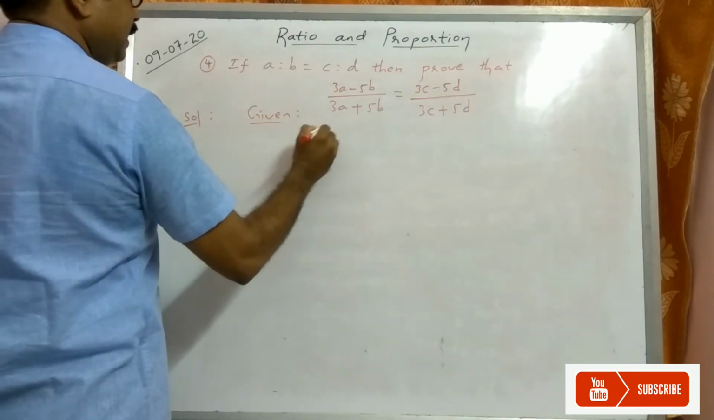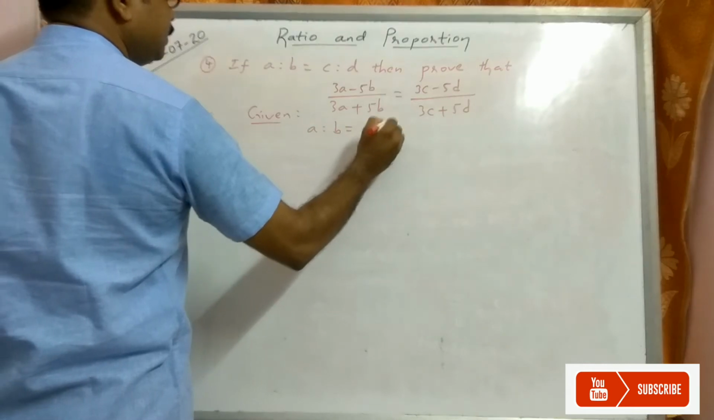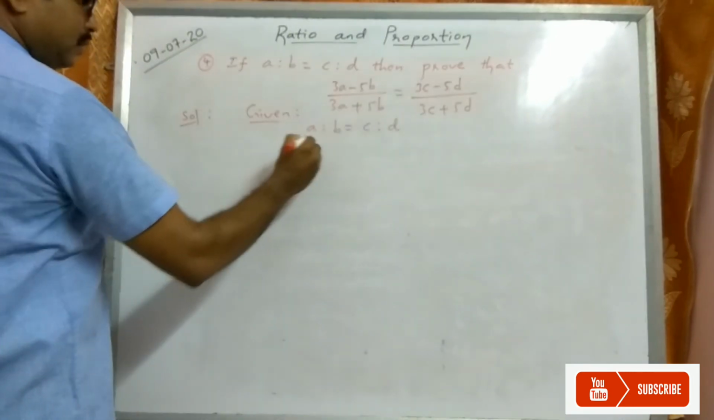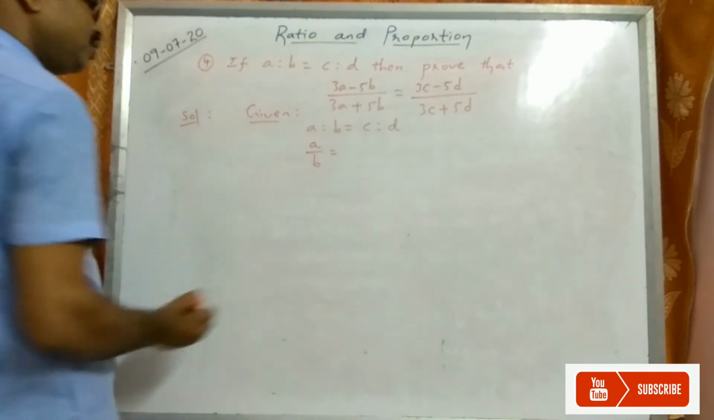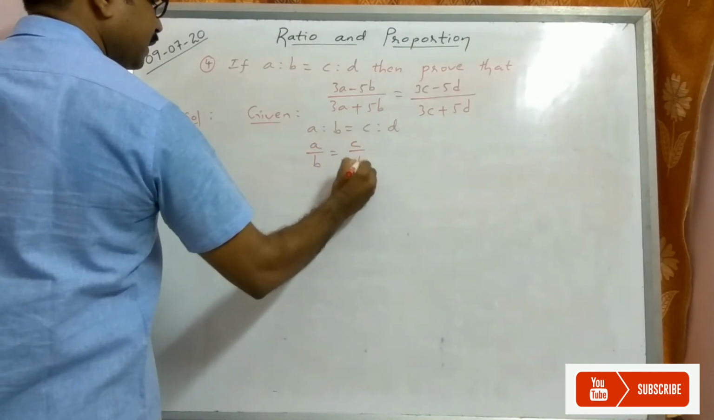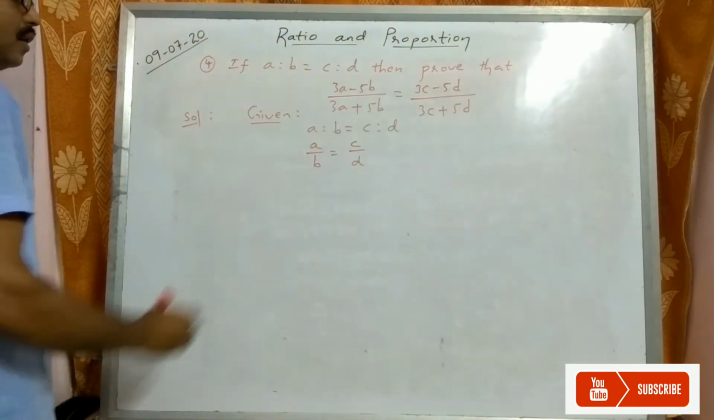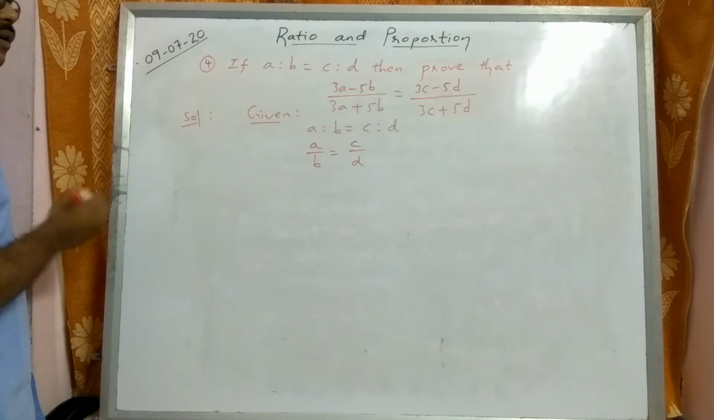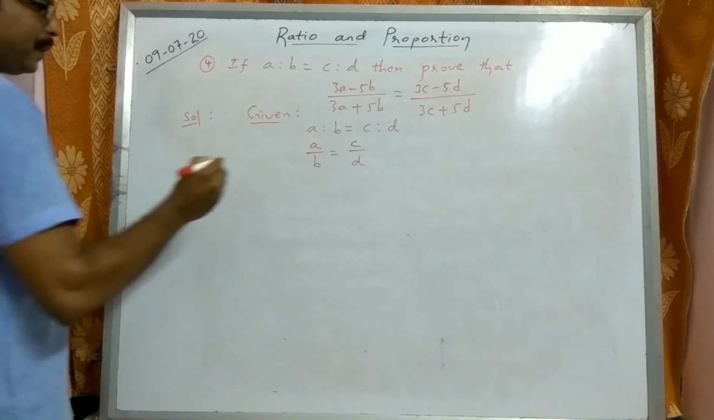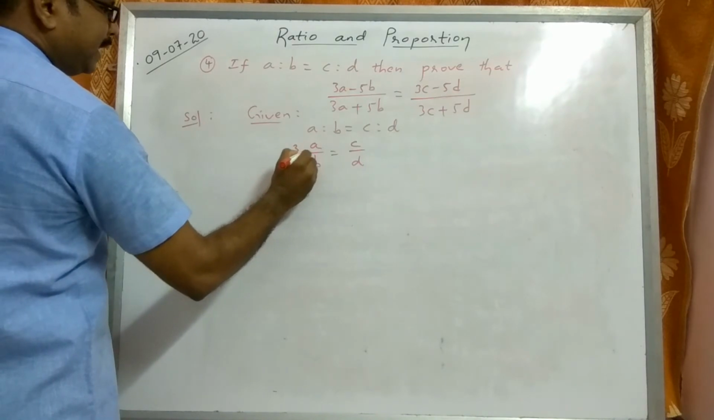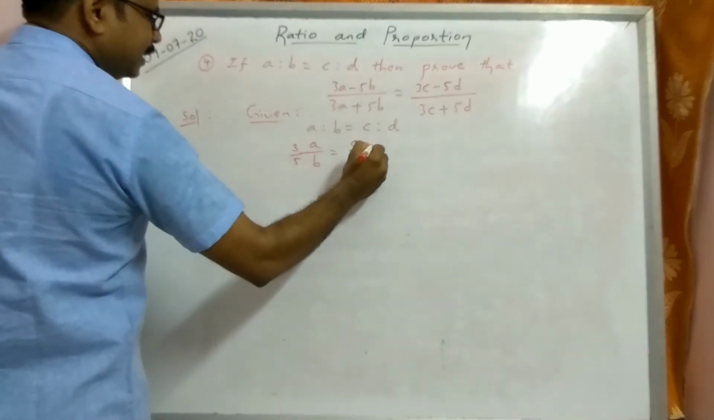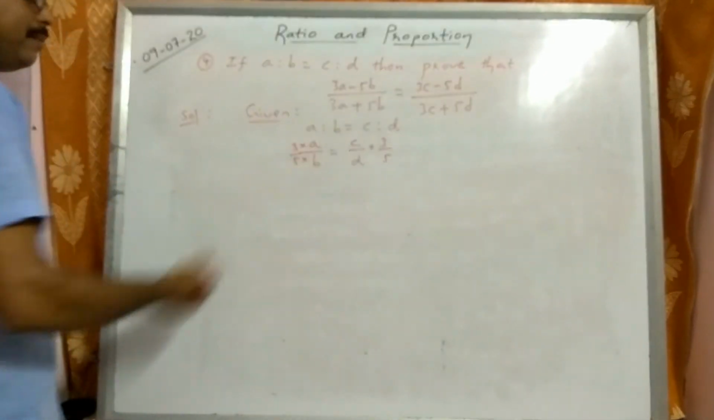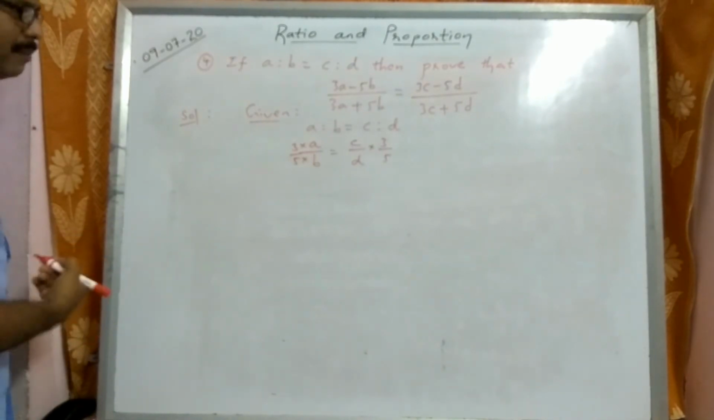What is given? a is to b equal to c is to d. By using this ratio, I must prove this one. So can I write like this? a is to b is nothing but a by b equal to c by d. Now 3 and 5 are there in the conclusion, right? So for that purpose, I will multiply and divide with 3 and 5. This side also I will multiply and divide with 3 and 5. Or multiply both sides by 3 by 5. Simple thing.